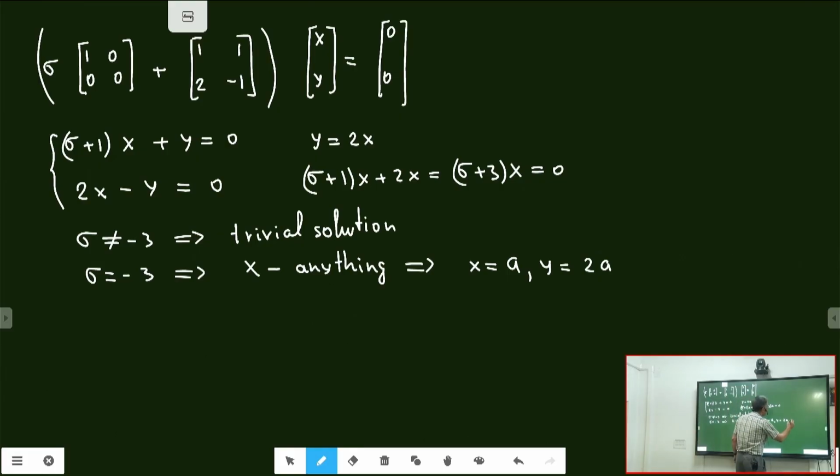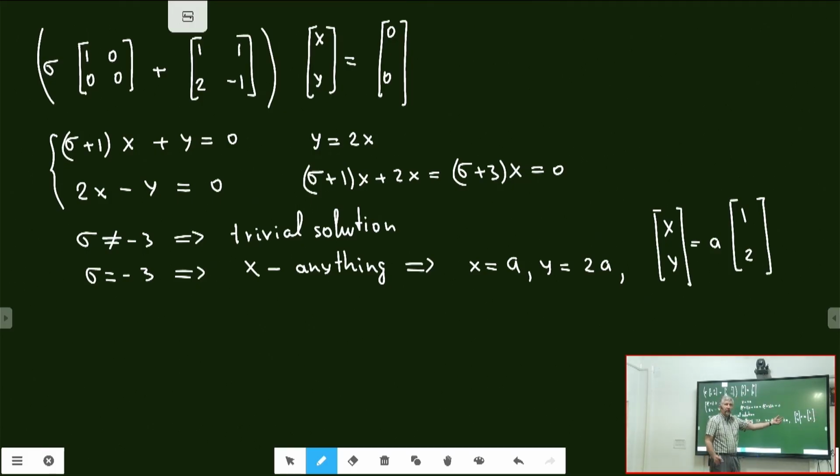And in a vector sense, we will get x and y is a times (1, 2). Okay? We change a, and the vector just scales, becomes longer or shorter. Or maybe it flips. If we choose negative value of a, it will flip and point in the opposite direction. But overall, we will have infinitely many solutions. Okay? Well, it was quite clear why sigma -3 is very special.